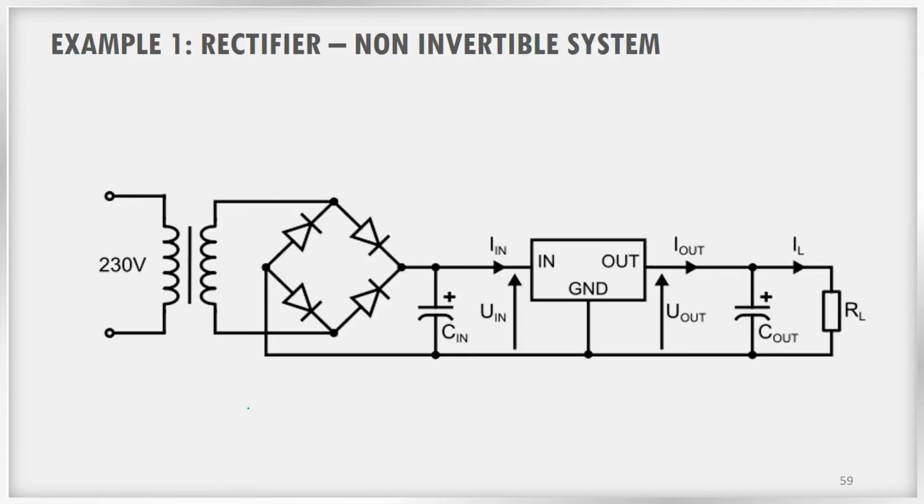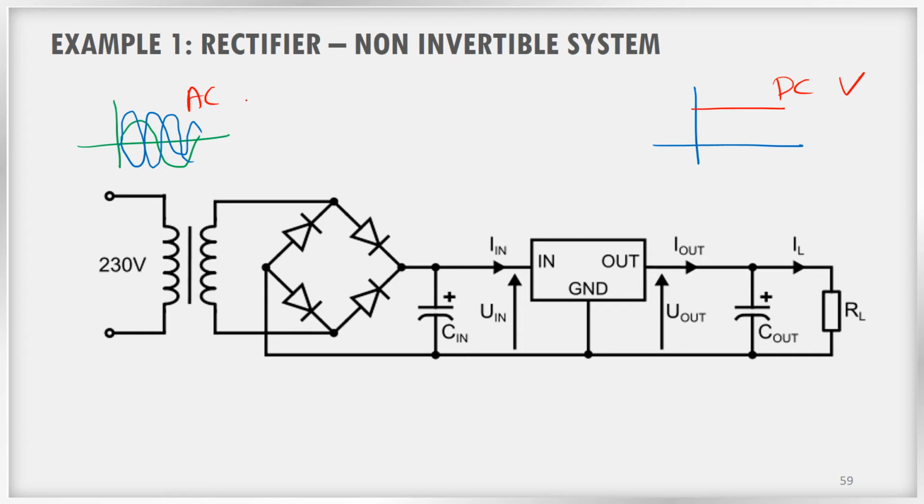Now consider another example, a rectifier. Here you can give different kinds of sinusoidal waves, maybe one frequency, another frequency, maybe a cosine signal. But whatever you give, at the end you are getting a DC signal. So this is the AC voltage and this is the DC voltage.